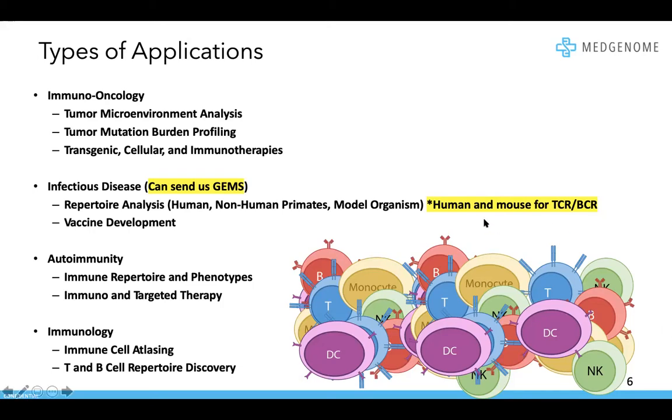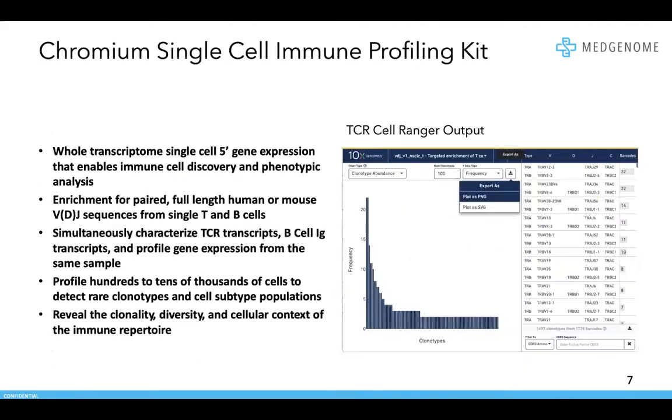I also added a note here that for the TCR and BCR kits, they are exclusive to human and mouse as far as making the TCR and BCR libraries. The 5' gene expression part of the kit could be used for any organism, but the immune repertoire profiling is specific to human and mouse right now.